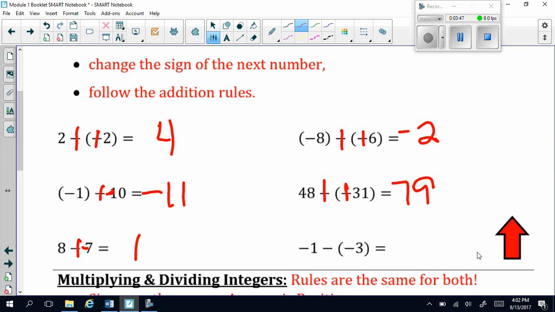And my last example, I have minus a negative 3. So I'm going to change to addition, change the sign of the next number. Now I am adding, and my signs are different, negative, positive. So I subtract, 3 minus 1 is 2. Keep the sign of the larger, the 3 is larger, so it's a positive 2. And that is all there is to subtracting with your integers.